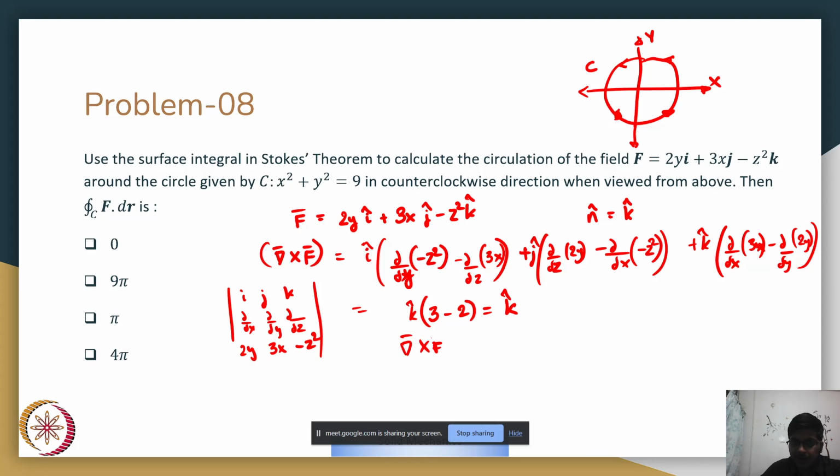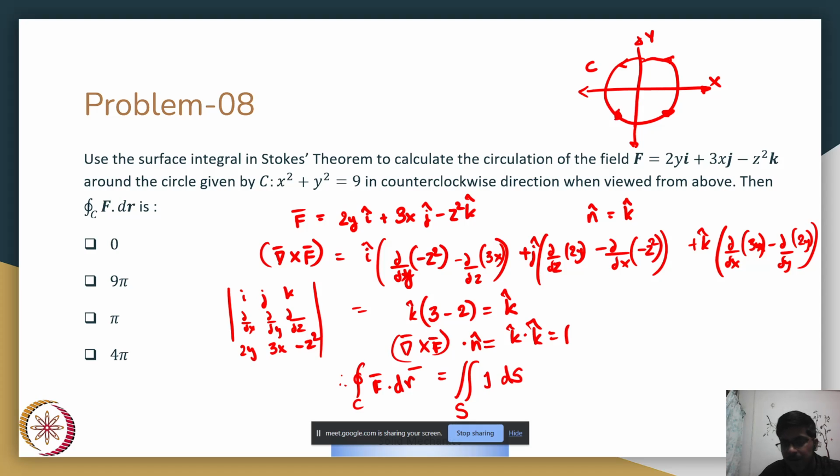Curl of F dot n hat is k hat dot k hat, which is 1. Therefore, my path integral is nothing but the integral of 1 ds, which is the area of this enclosed region, the enclosing surface, which is pi times 3 squared, 9 pi.